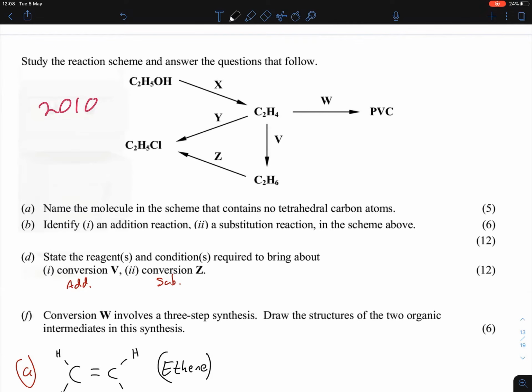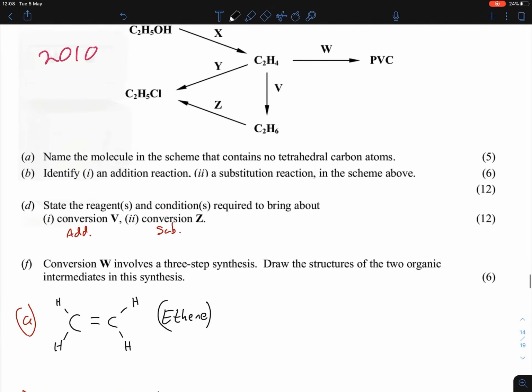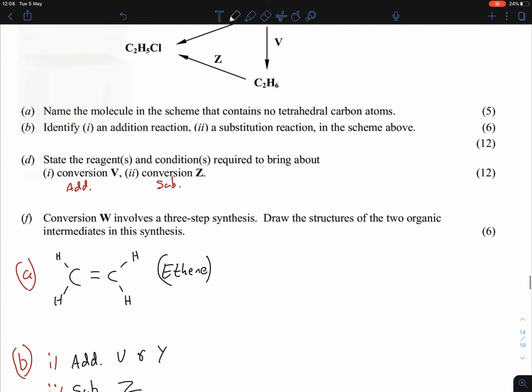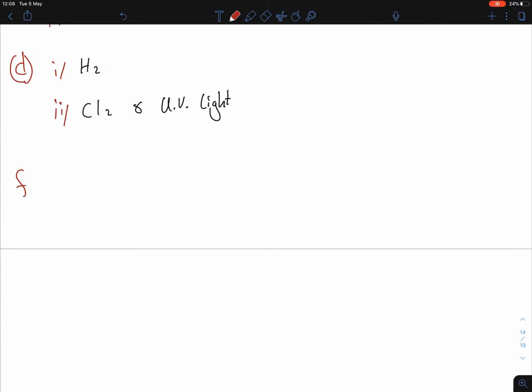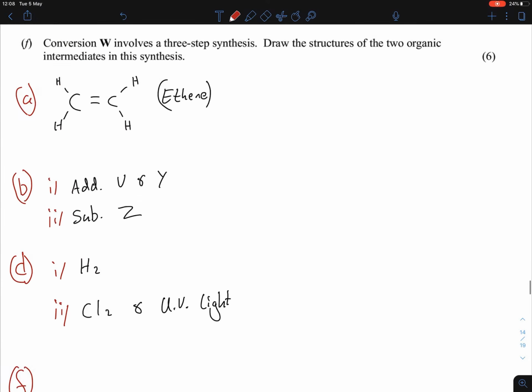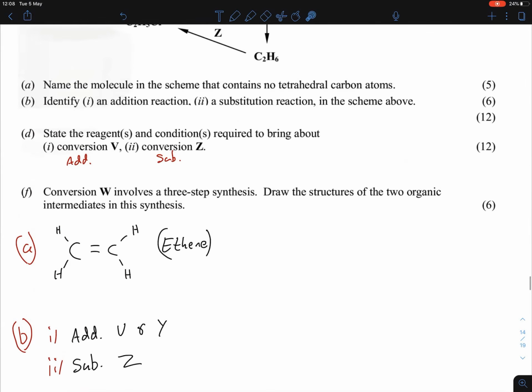Okay, F. We skipped out E there, you can see, so we're going to go on to F, and that's the synthesis of PVC. I said I'd just throw that in simply because it's not asked too often for the mechanism of it. Now, you're actually not asked for the mechanism, you're only asked for the structures of the organic intermediates. So that's what I'm going to do now. In the synthesis here, I'm just going to draw them out.